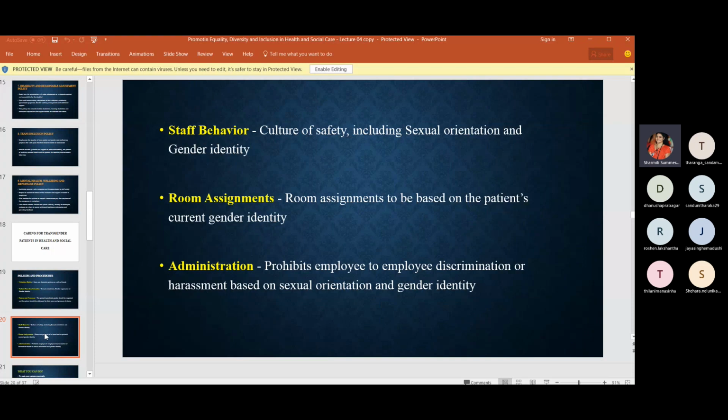Administration prohibits employee to employee discrimination or harassment. Yes. Then the administration should prohibit it. The administration shouldn't allow any kind of harassment of employees based on sexual orientation and gender identity. So these are some of the policies and procedures that you need to follow when caring for transsexual people as patients in health and social care settings.